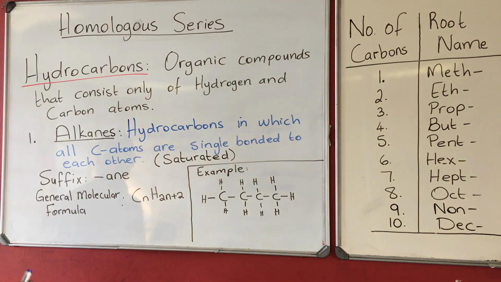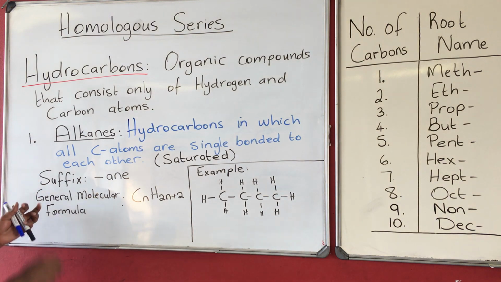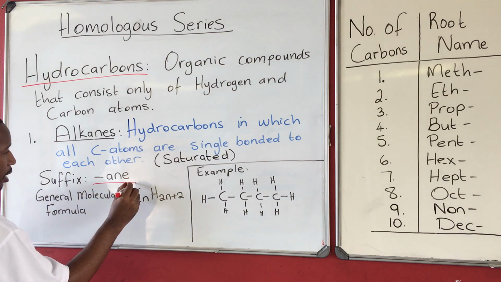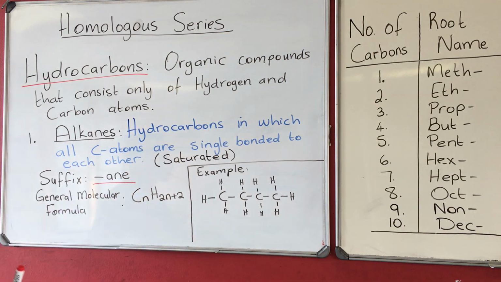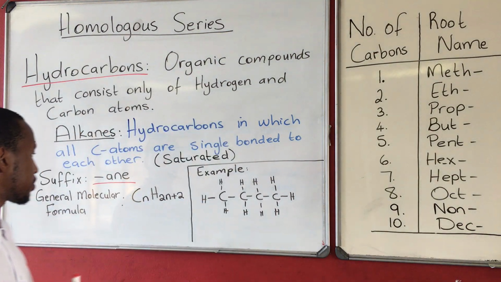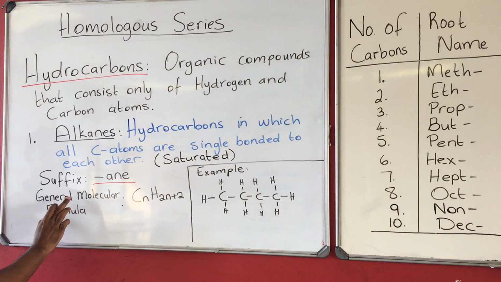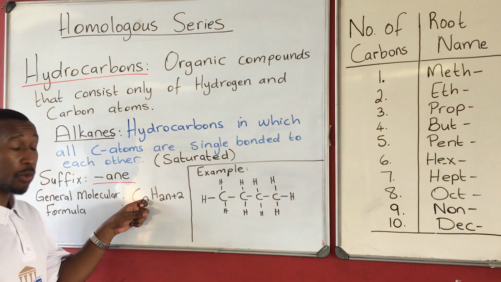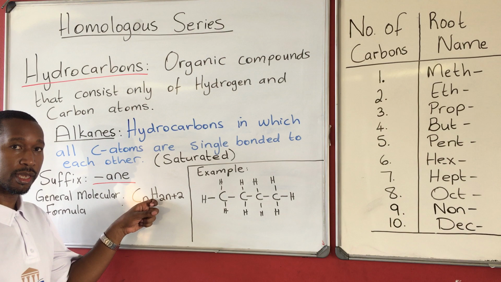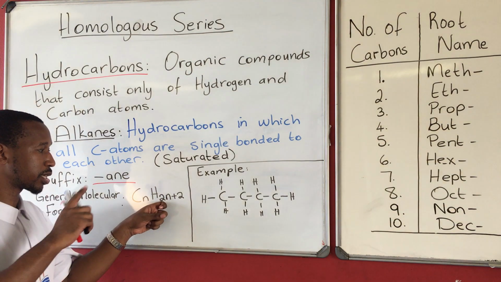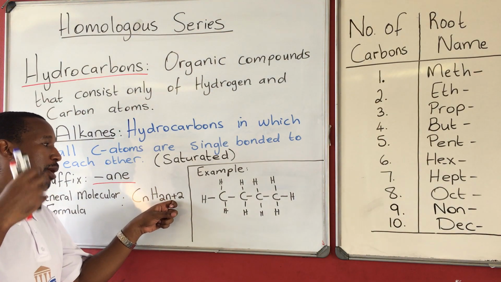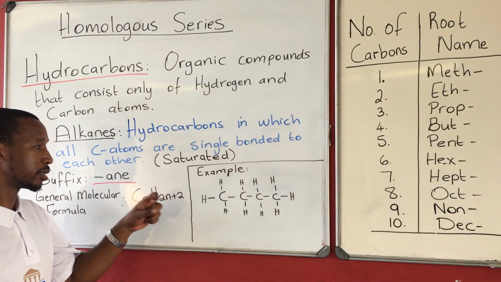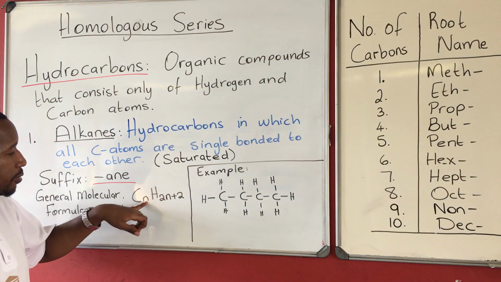So the suffix in the naming cases that these alkanes will have is -ane. So at the end of their names, they will always have -ane. Then we find that they will actually have a general molecular formula that can be written such that whatever number of carbons you have, when you look at the number of hydrogens, it will be double that number, so 2 times the number, but there's also going to be a +2 extra to the double of the number of carbons.